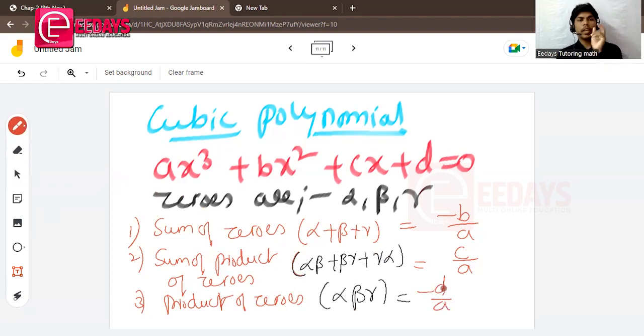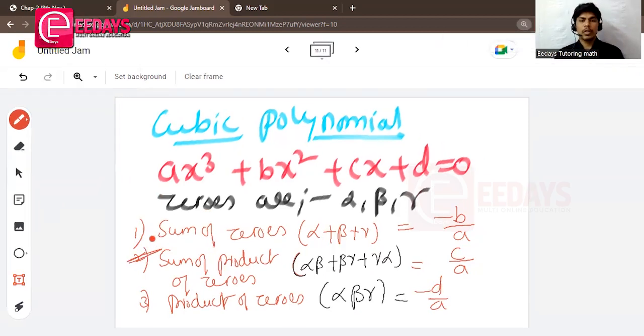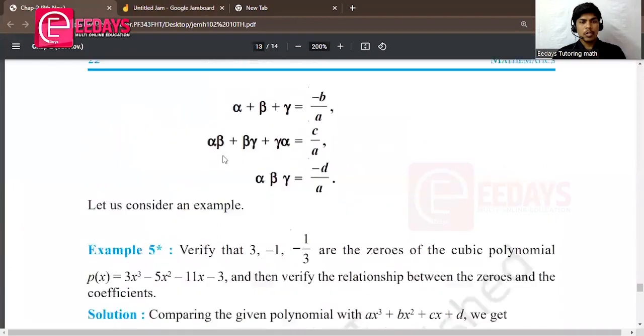Observe carefully: in the quadratic polynomial we have only sum of zeros and product of zeros. But for the cubic polynomial, another quantity is added, that is the sum of product of zeros. I hope you understand. So these are the required formulas. Based on this, we'll solve each and every question. Let's move on.